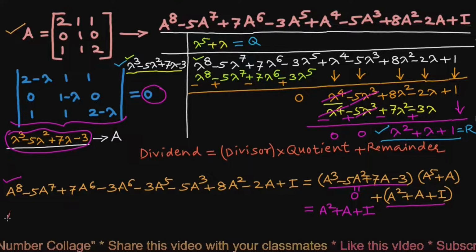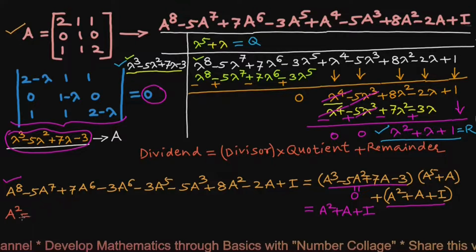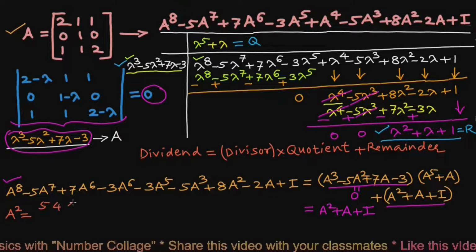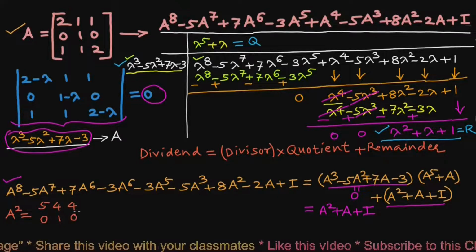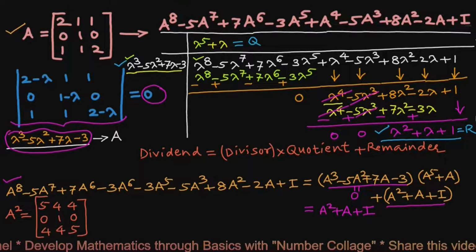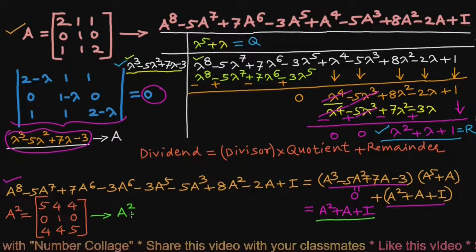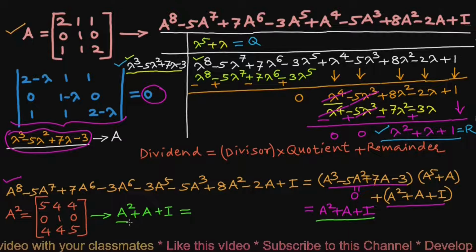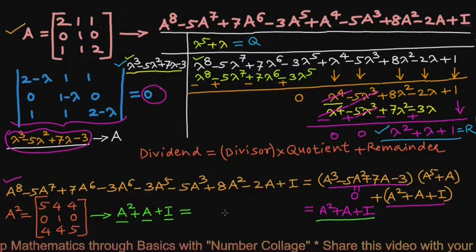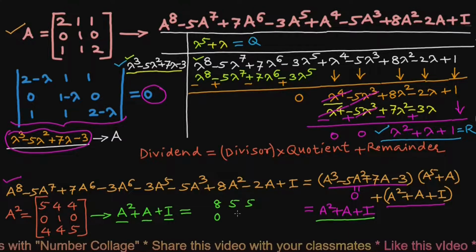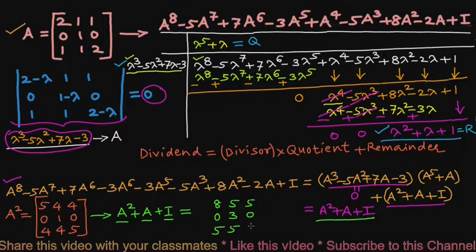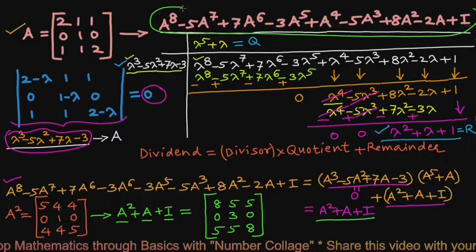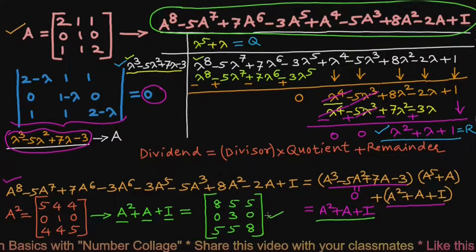We can find A square by matrix multiplication, which works out to be [5 4 4; 0 1 0; 4 4 5]. Therefore the value of A^2 + A + I, after putting the values of A square, A and I, is the matrix [8 5 5; 0 3 0; 5 5 8], and this is the matrix represented by the given expression. So this is the required answer.